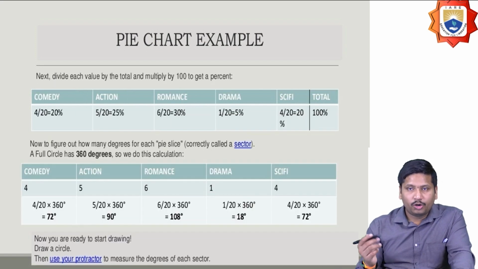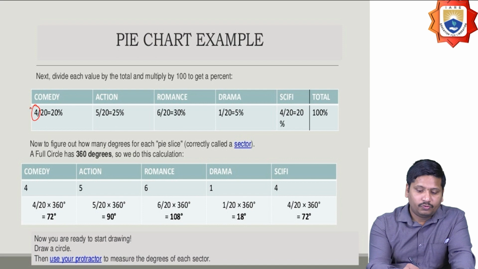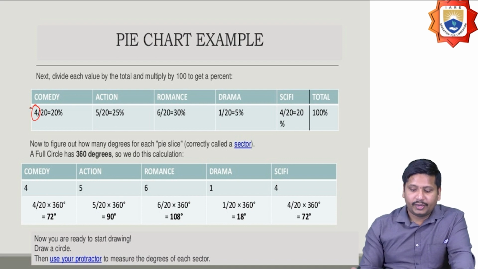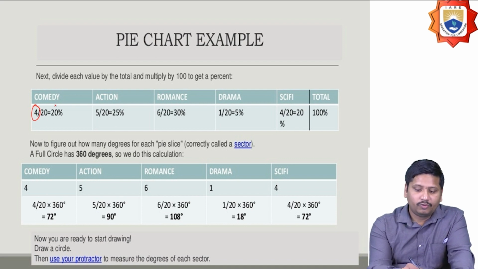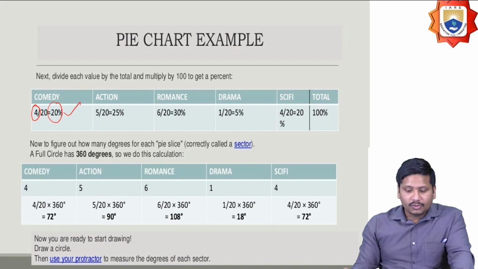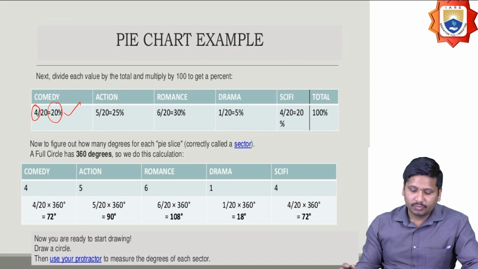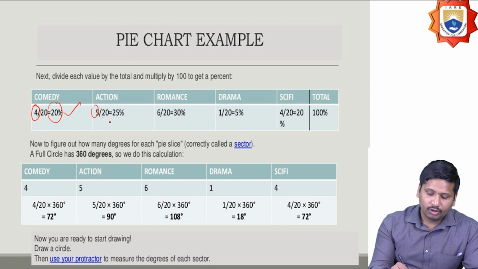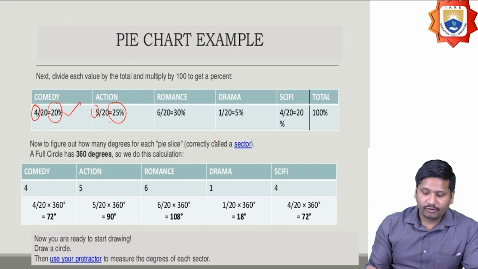From the 20, I'm going to calculate the percentage. Divide with the 100%. So normally comedy will be 4, and the total will be 20. That should be divided. 4 by 20 means I can get 20% here. Similarly, the number of people who like action movies should be 5. If I divide with 20, then I get 25%. So similarly, romance 30%, drama, sci-fi. So totally that should be equal to 100%.